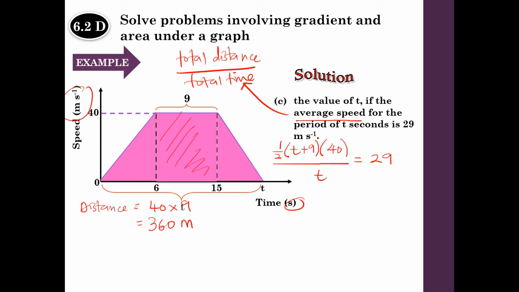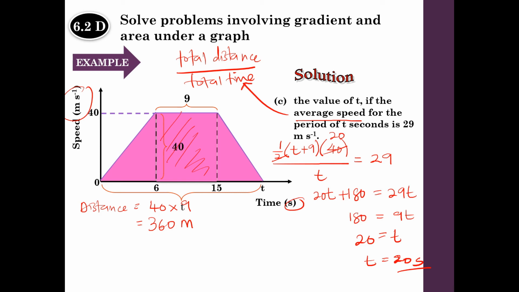So now we can solve this linear equation. We have 20t plus 180 is equal to 29t. And so we solve 29 minus 20, we have 9t equals 180, and so t is equal to 20. So t is 20 seconds. That's the answer for question C.